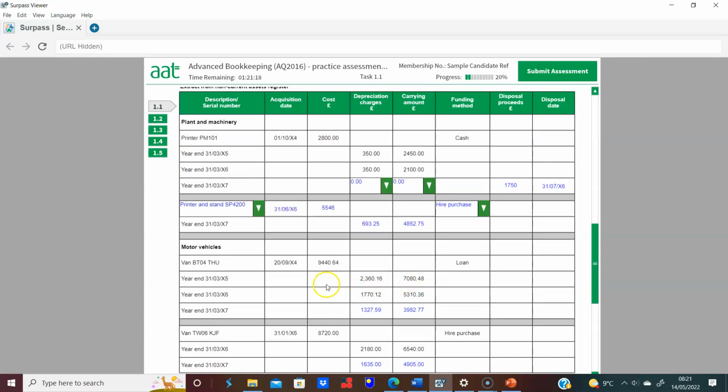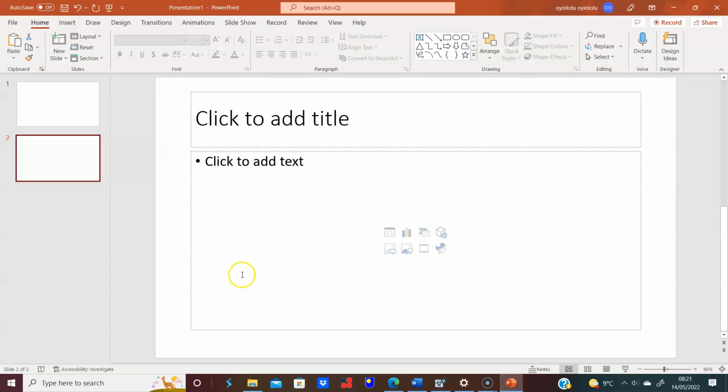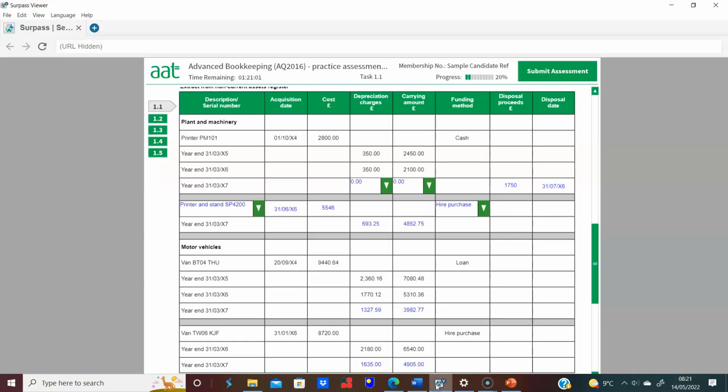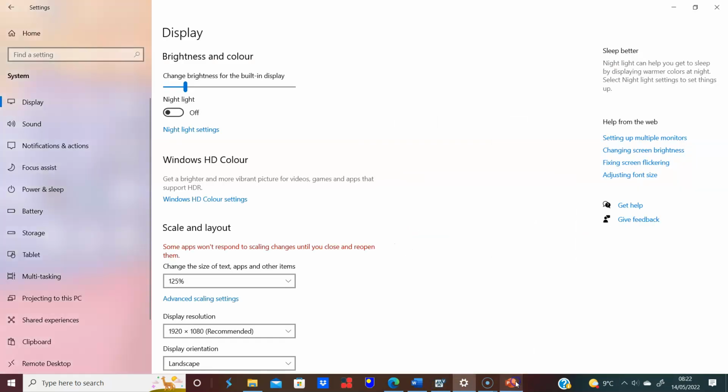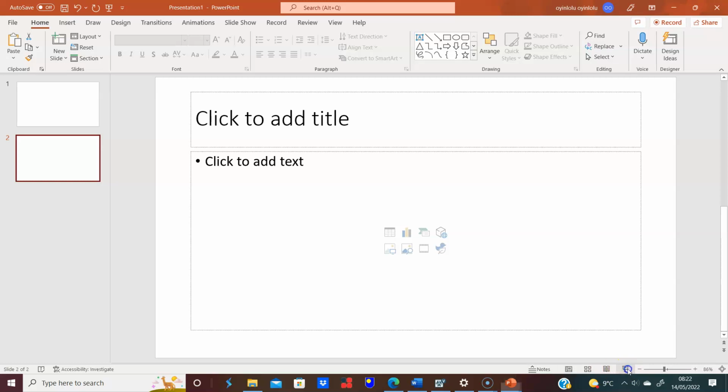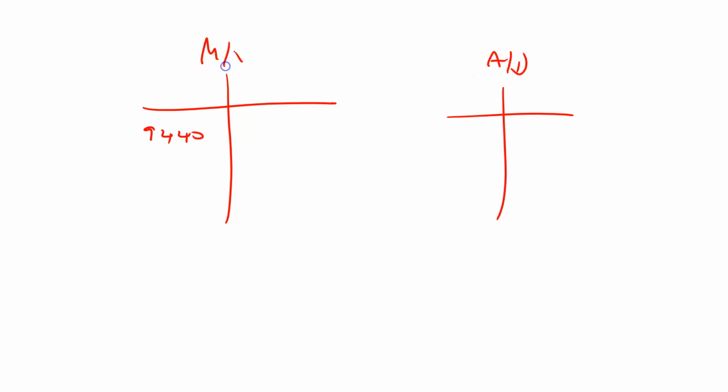In your motor vehicles, you are told that you're using what's referred to as a diminishing balance return. And you can imagine when it says carrying amount, this is the closing amount of this after 2 years. So you have 9440.64 and you have 5310. Yes. Let's just look at that again. 9440. This is the accumulated depreciation. This is the motor vehicle.